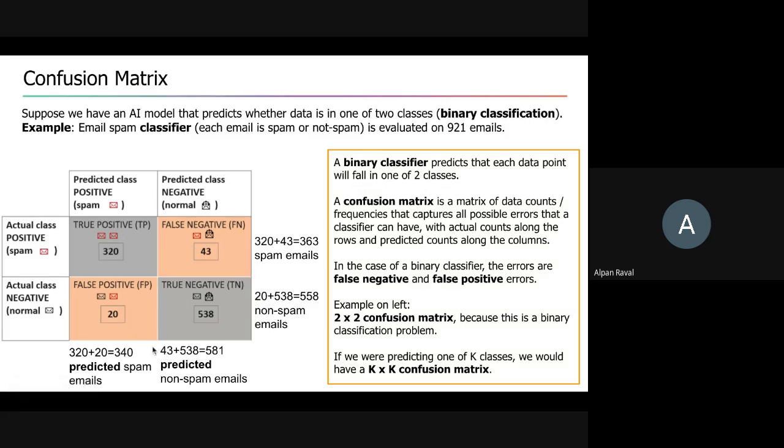So what we have here is a table that summarizes the accuracy of this binary classifier, namely the spam classifier. And as I said before, the binary classifier predicts that each data point will fall in one of two classes. We've described what a confusion matrix is. It's a matrix of data counts that captures all possible errors that such a classifier can have. And for a binary classifier, the errors are either false negative errors or false positive errors. Because this classifier is predicting only one of two classes, we call this a 2 by 2 confusion matrix. In general, if we had more than two classes, let's say 10 classes that the AI model was predicting, then we would have a 10 by 10 confusion matrix. So if you're predicting one of k classes, we would have a k by k confusion matrix.